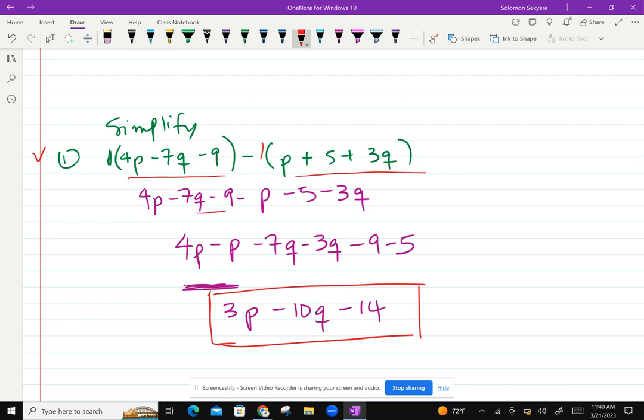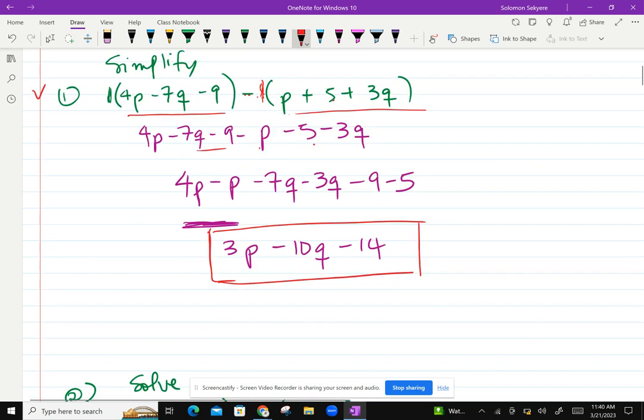Over here is where you have to be very careful. Okay, it's a negative 1 there, so it is negative 1 distributing through the parentheses. So it becomes negative 1 times p, which is negative p. Negative 1 times positive 5 is negative 5, and negative 1 times positive 3q is negative 3q. Okay, so that's done. That's the first step where you have to be very careful.